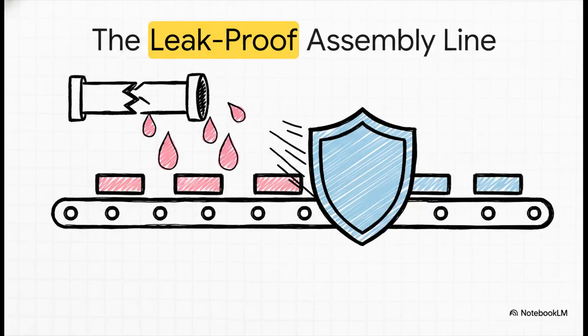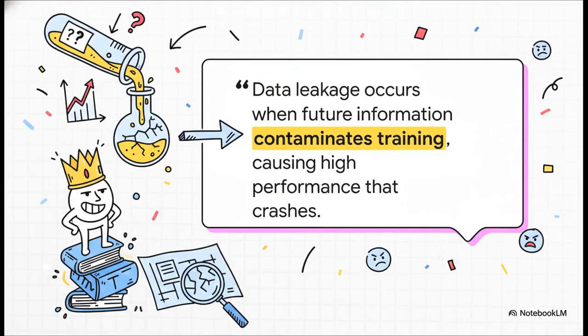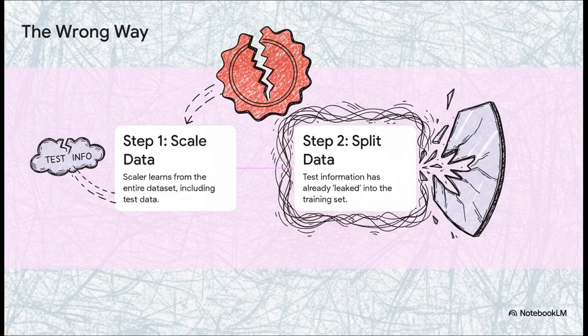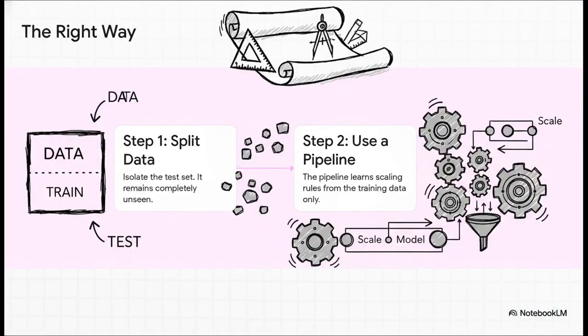All right, part two. Now we're going to tackle the number one killer of models in production, data leakage. Leakage basically gives your model the answers to the test. You get amazing scores that are totally fake. Here's the wrong way to do it. Scaling all your data before you split it. Big mistake. And here's the right way.